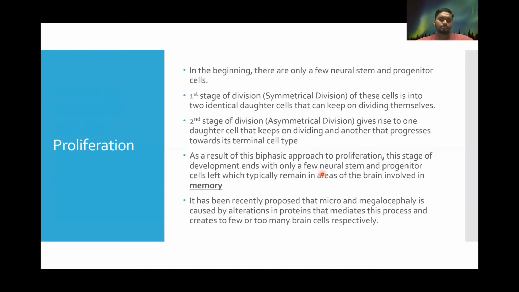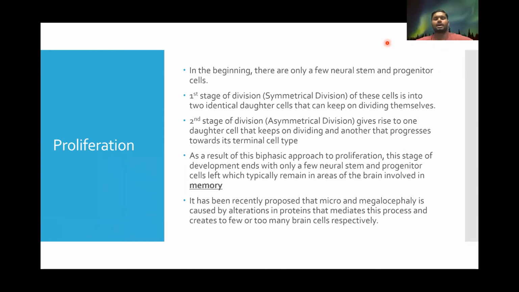Now, the few that are left will go to areas of the brain involved in memory, such as the hippocampus, some areas of the frontal cortex, etc. Now, what if this process goes bad, right? What happens if too many daughter cells are created, if this first stage goes on for too long, or if the first stage goes on for too little of time? Then that can cause microcephaly or megalocephaly.